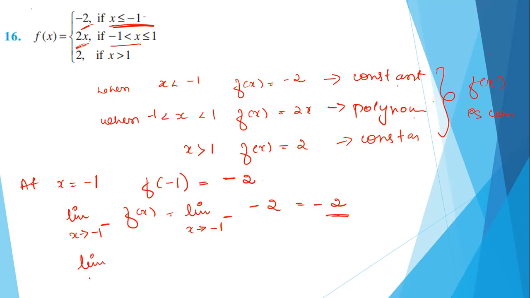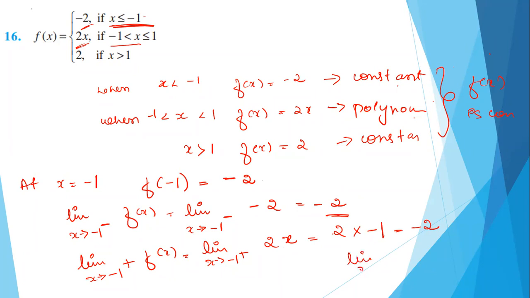But what will be the right hand limit, x tending to -1 plus? That is x greater than -1, so the function is 2x, and this is 2 into -1, which is also equal to -2. So the limit exists here, and the limit as x tends to -1 of f of x is the same as the functional value at -1. So we say the function is continuous at x equal to -1.